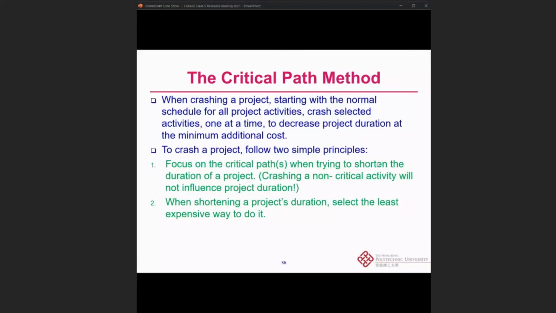Why focus on the critical path? When trying to shorten the duration, if we just crash the non-critical activities, it won't really influence the project duration, right? So we need to crash the critical path in order to reduce the overall duration of the project. All right, so this is the first one. The second one is that when shortening a project duration, we select the least expensive way to do that. Of course, we won't want to pay more. We will choose the cheapest way. For example, if we want to shorten 1 day, and we can do it by paying only $30, why would we need to pay 50 or even more?